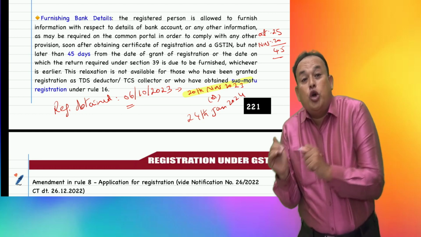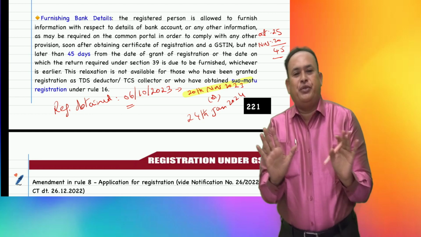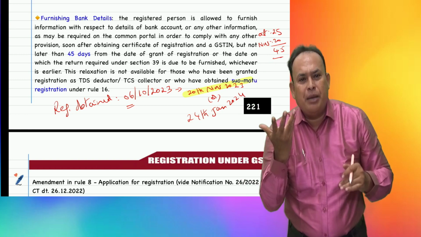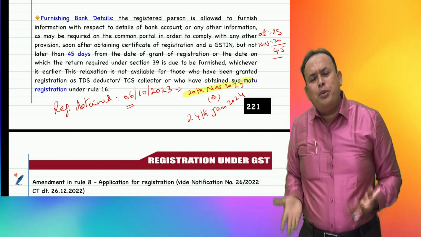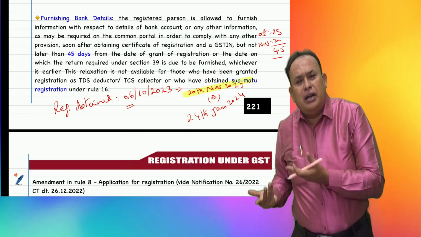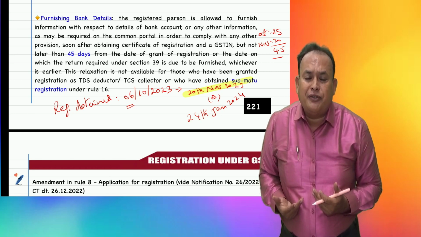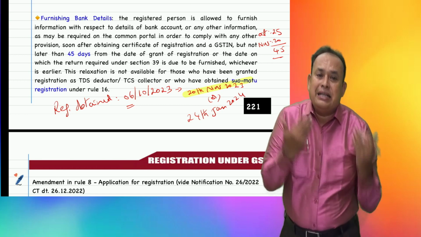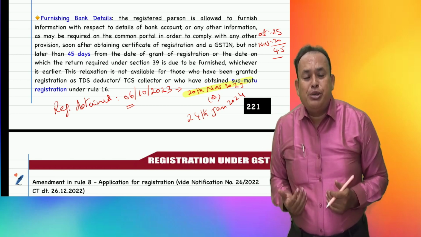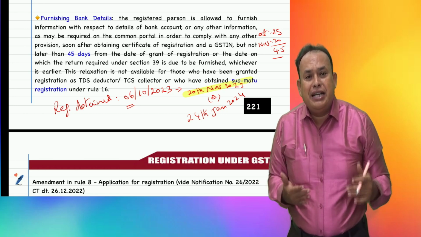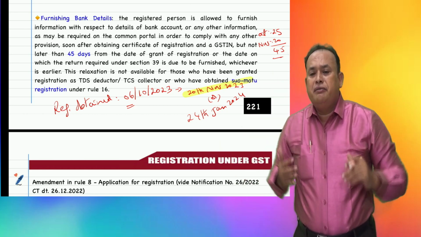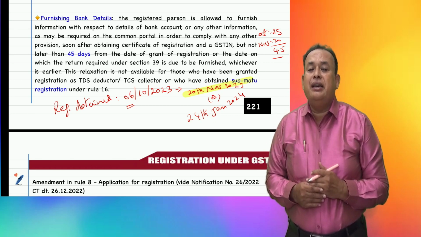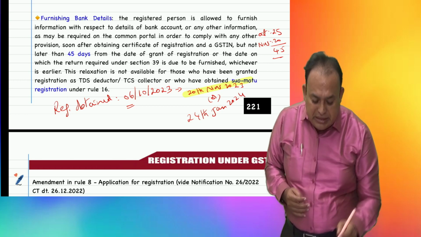Within which period you have to submit the bank details? Not required to submit the bank details along with the application. If you submit, good. If not submitted, no problem. Submission of bank details within 45 days from the date of obtaining the certificate of registration or due date of filing the return under 39 for the tax period in which you got registered, whichever is earlier. Am I right? Here they said whichever is earlier.